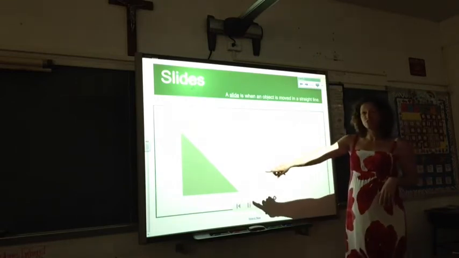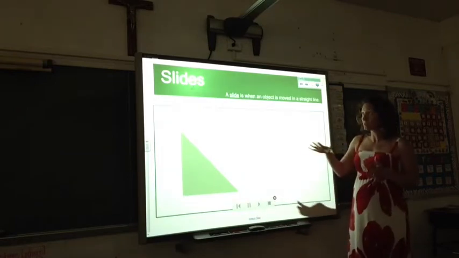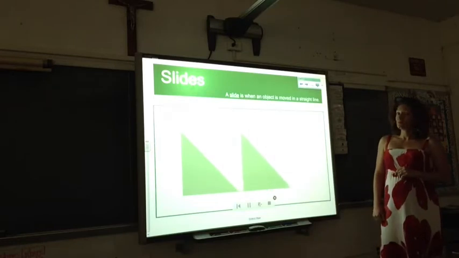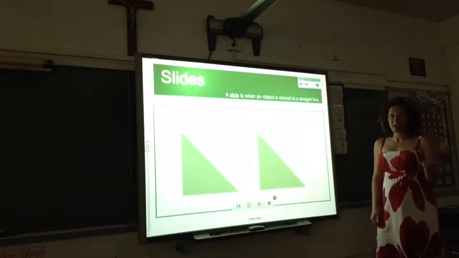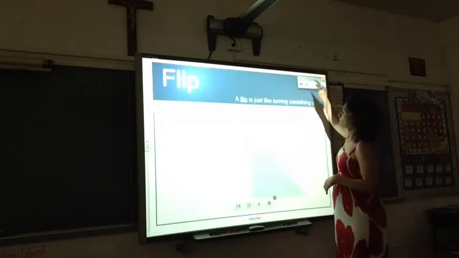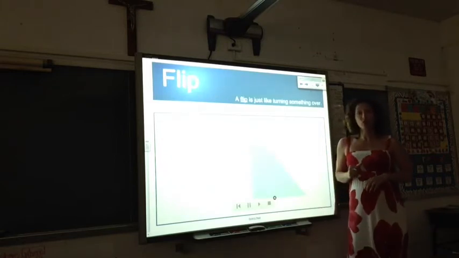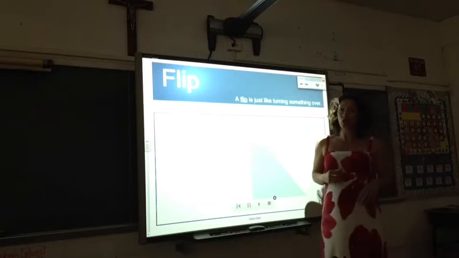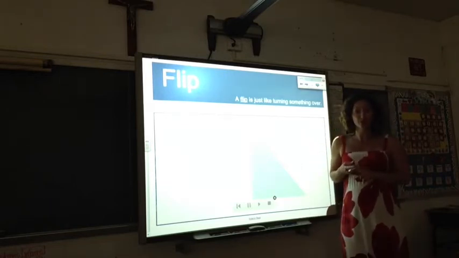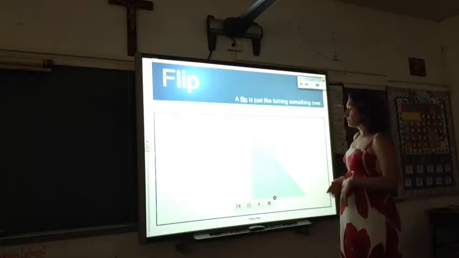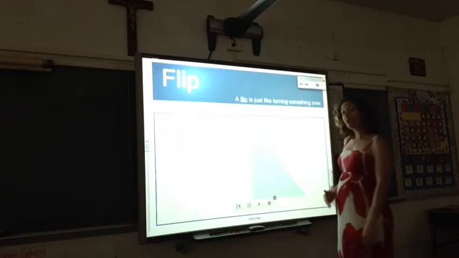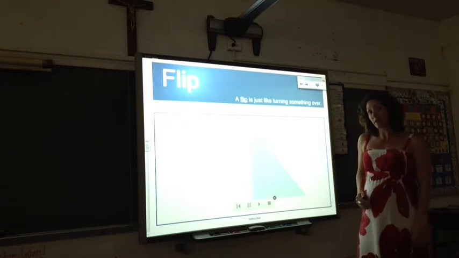So watch as this shape slides over. And that's a slide. The next move we're going to learn is called a flip. Now the flip is a little bit trickier. There are 2 different ways that you can do a flip. You can do a flip over a vertical line, or you can do a flip over a horizontal line.